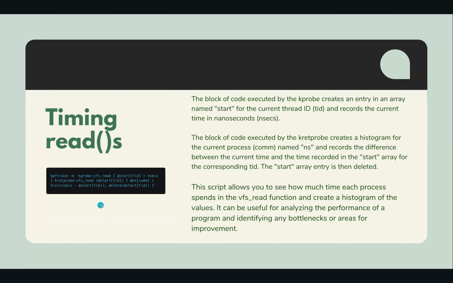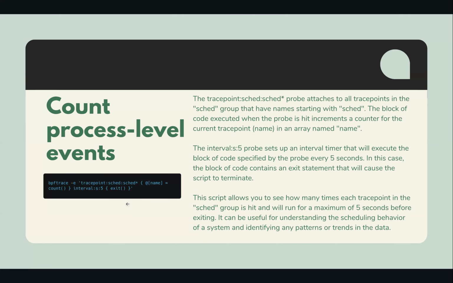And this is another script which gives out how much time the process is spending in the VFS read function. Initially, when the function is triggered, it will note the time, and when the function returns, it will subtract the time and give the output. So this much time has been spent by the VFS. This is the same function that we used in the example, so I'm just skipping it.